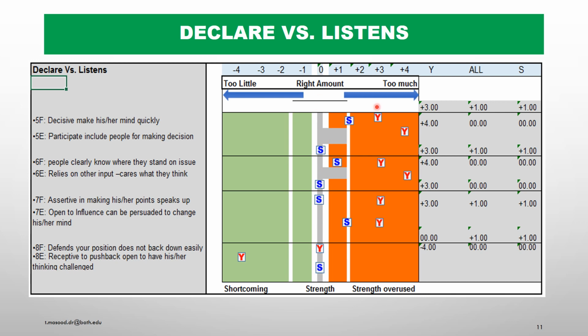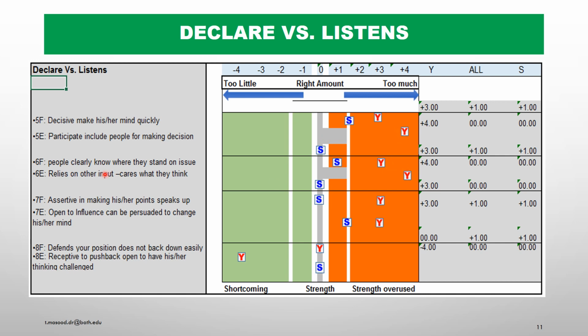If I stay in the middle, I'm using the right amount of my strength. If I stay on the right-hand side, I'm using my strength too much, and on the left-hand side too little. In my first scenario, 5F and 5E, I'm using my strength at plus 3 and plus 4, enabling and forceful leadership style.